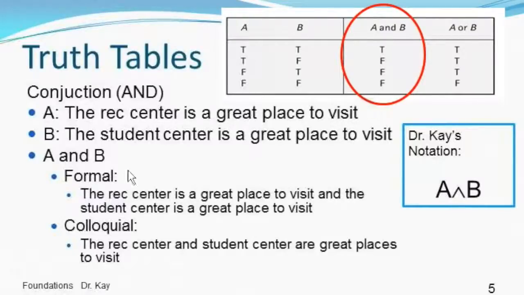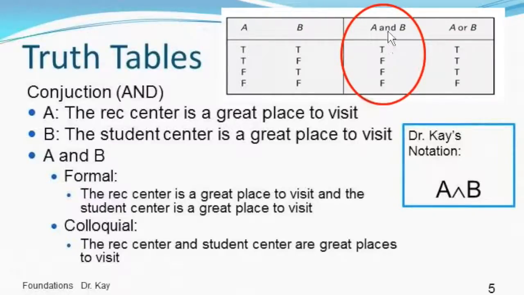Then formally, the conjunction of A and B is simply the rec center is a great place to visit and the student center is a great place to visit. Colloquially, if we're just saying it in English, we might say the rec center and student center are both great places to visit. And again, this is a fairly common notation, using this sort of caret notation to represent and. Your book just uses the word and.